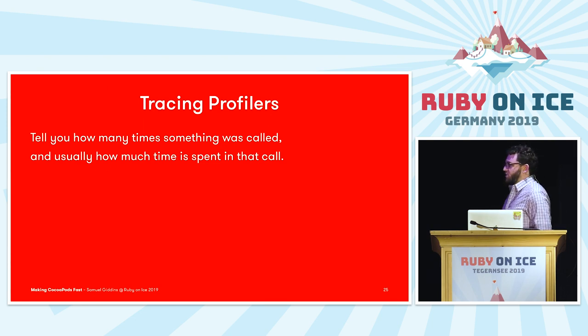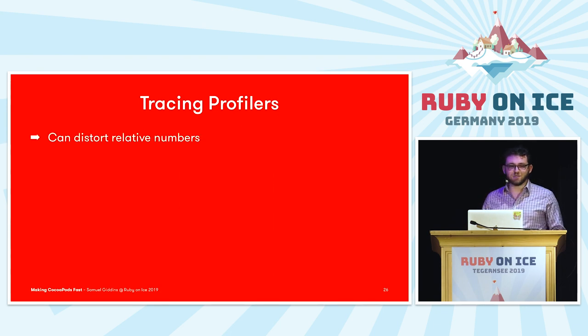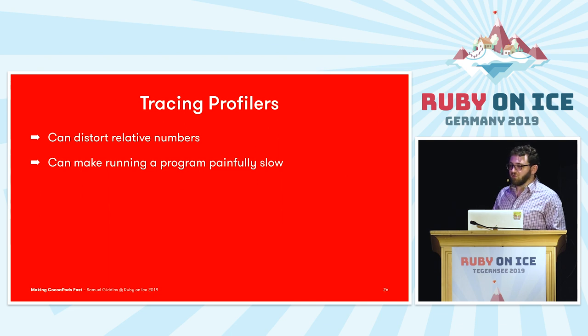So the standard profiler, something like Ruby prof, will tell you how many times a method was called, and usually how much time was spent in each of those method calls. That's great. It's really helpful. It's a great starting point, but using a tracing profiler can distort relative numbers. If whatever you're profiling happens to occur in a tight loop, you'll see those numbers getting higher and higher because there's overhead when you're tracing something. It can also make running a program truly painfully slow.